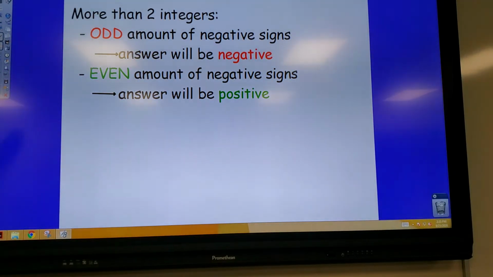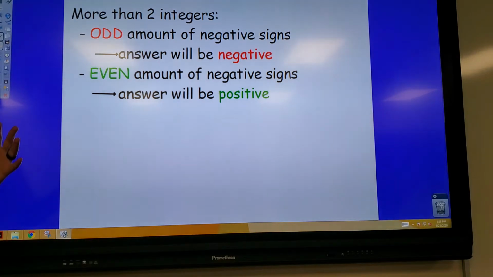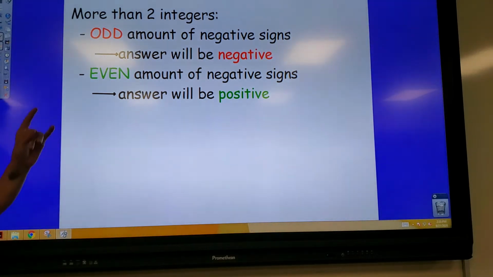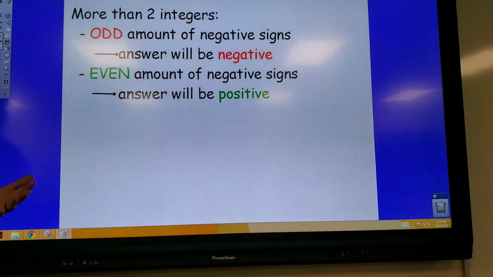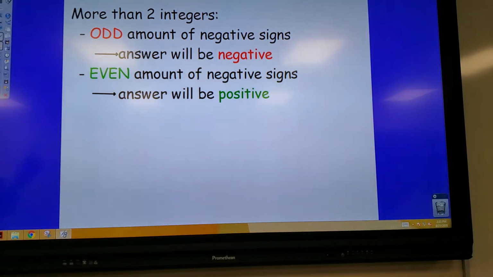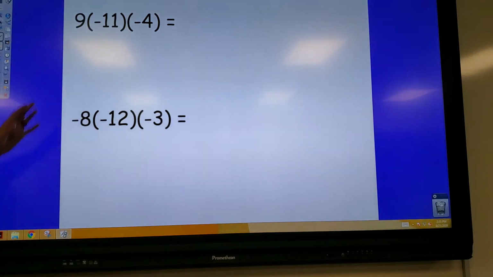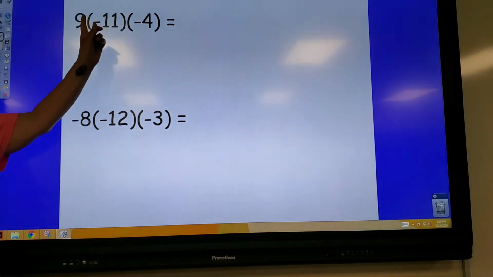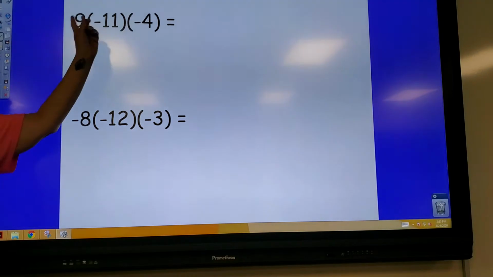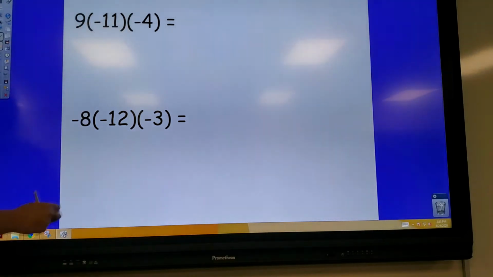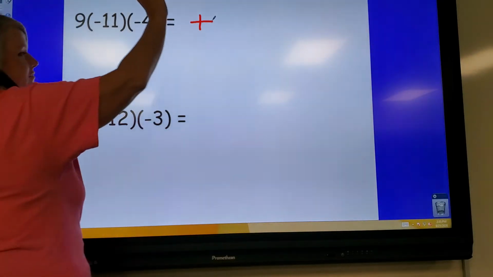All right, so let's talk about if you have more than 2 integers in a problem. If you have an odd amount of negative signs, the whole answer is going to be negative. If you have an even amount of negative signs, the answer is going to be positive. So this is kind of another little trick that you can use. It's not really something that you have to memorize, but again, it's a trick. So, for instance, this one. You have an even amount of negative signs, so your answer would be a positive answer. We'll figure that out in a second.